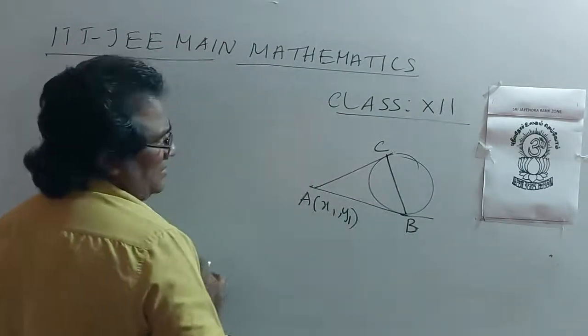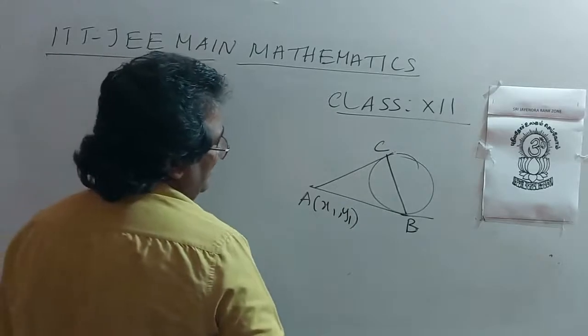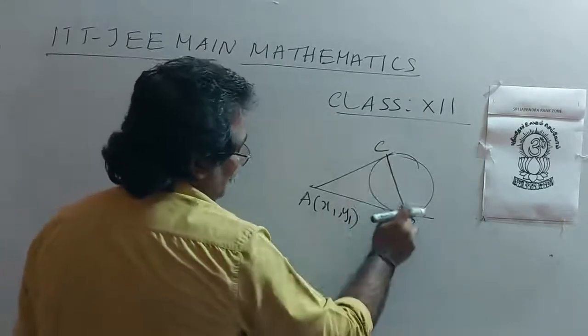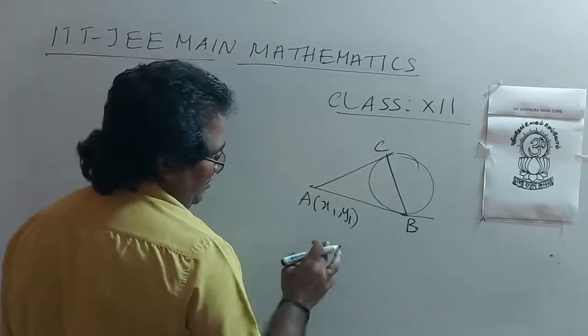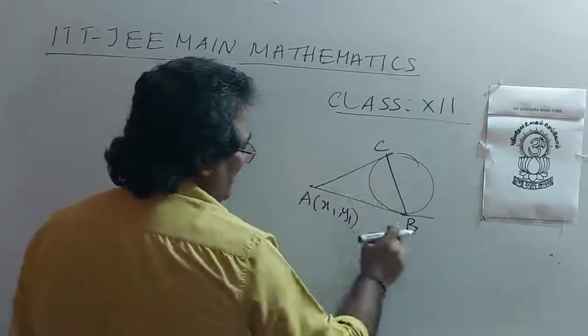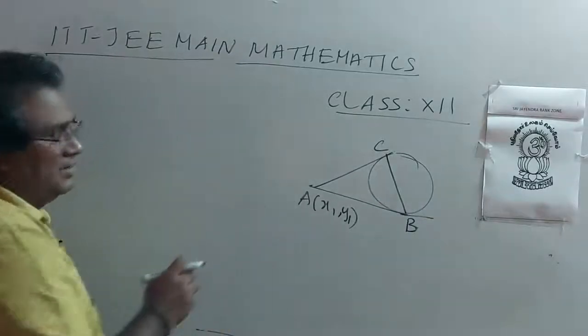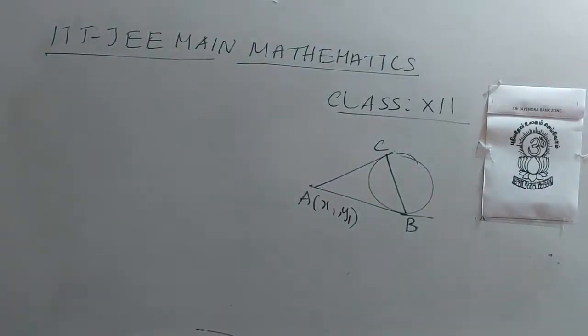From here, two tangents are drawn. They touch the circle at B and C. Join these two points of contact. We get a chord BC. This is known as the chord of contact of tangents from (x1, y1).